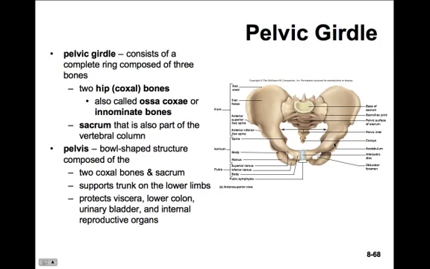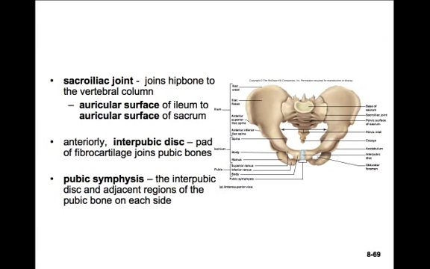It supports the trunk and the lower limbs, as well as protecting the viscera of the lower abdominal cavity, or lower colon, or urinary bladder, and our internal reproductive organs. The joint between the sacrum and the coxal bones is called the sacroiliac joint.